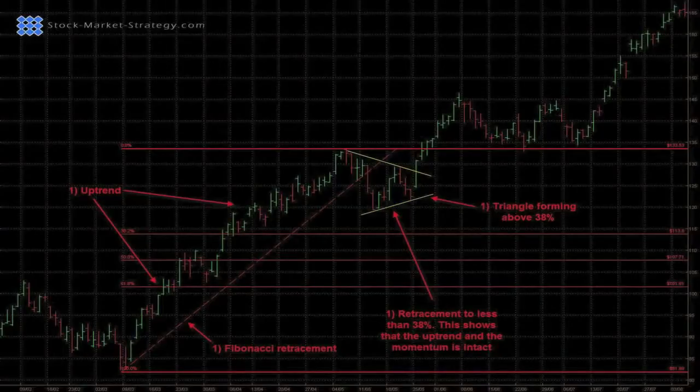For example, the 62% retracement is calculated by taking 13 divided by the next number in the Fibonacci sequence, 21. So that's how we derive the 62% retracement. If you want to learn more about the calculation, then visit the website.